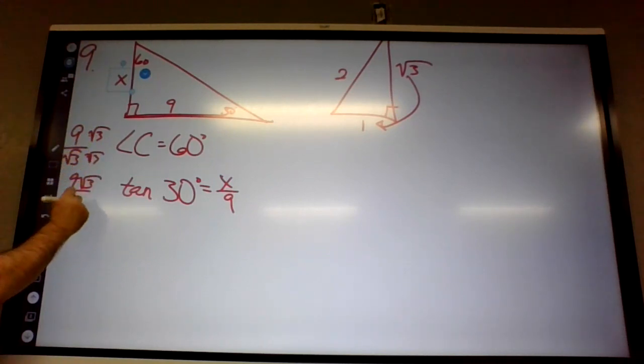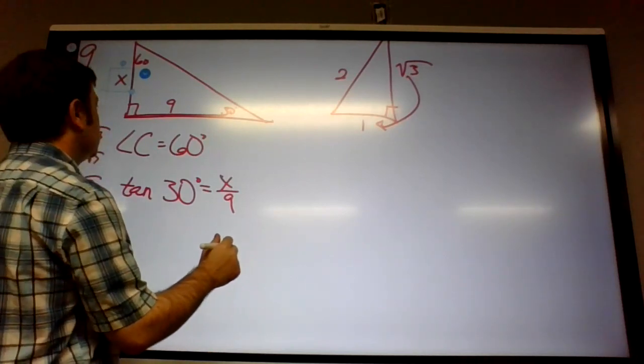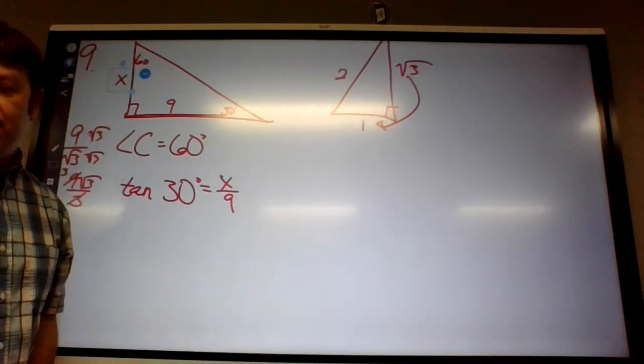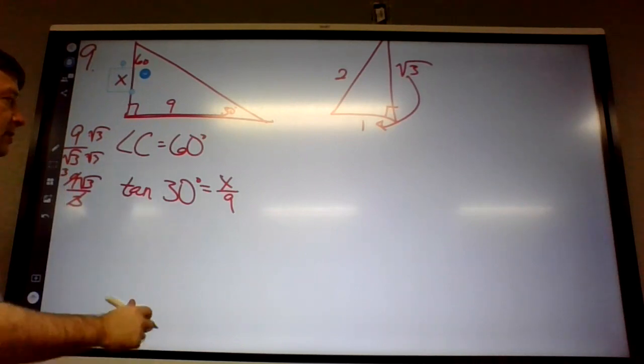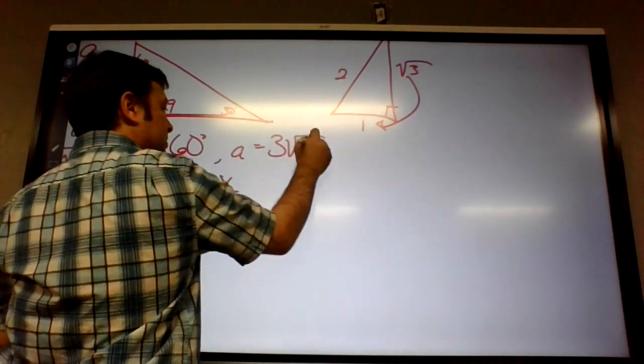9 square root of 3 over 3, which is 3 square root of 3. I guess that would be called side A. Okay, I'll just put it up here. So that is 3 square root of 3.